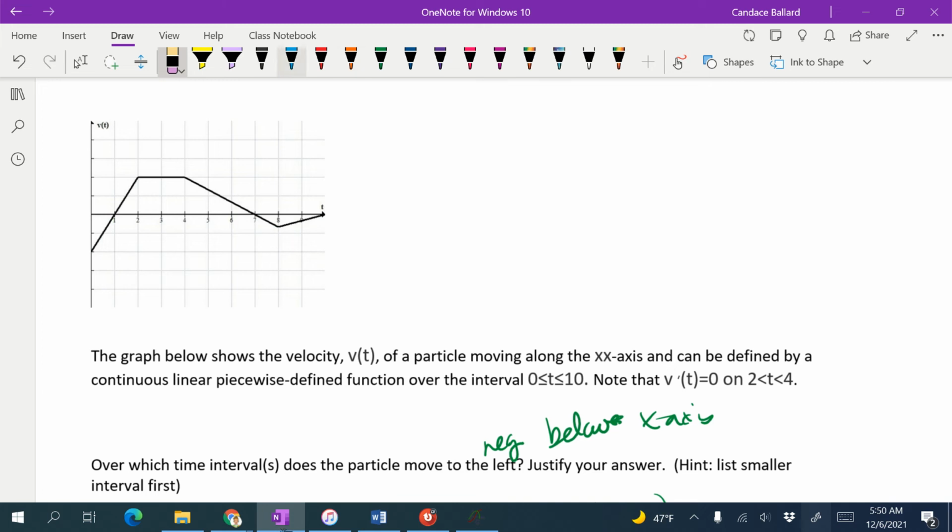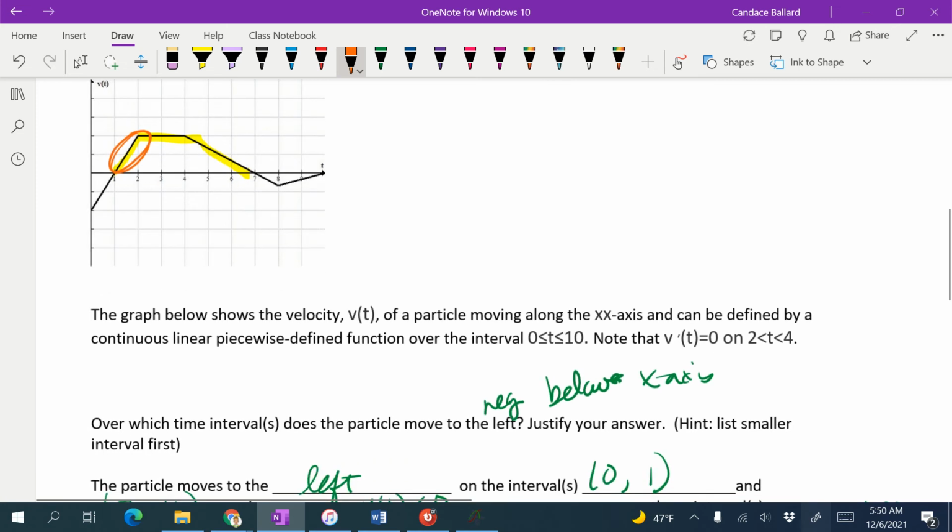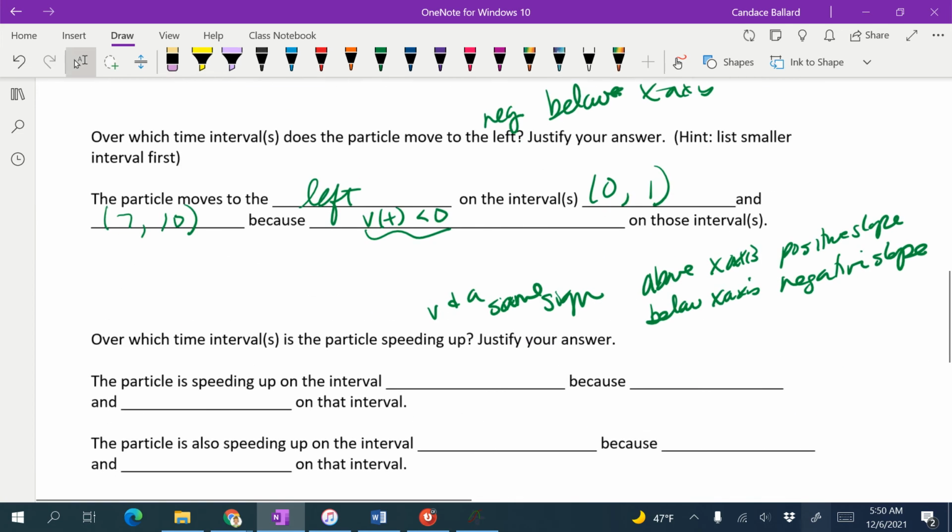So first of all, I'm looking for above the x-axis. So above the x-axis is these. And then I'm looking for a positive slope. So the only positive slope is here. So my first interval is between 1 and 2. So we're speeding up on 1 to 2 because the velocity is greater than 0, or positive, and the acceleration is greater than 0, or also positive.